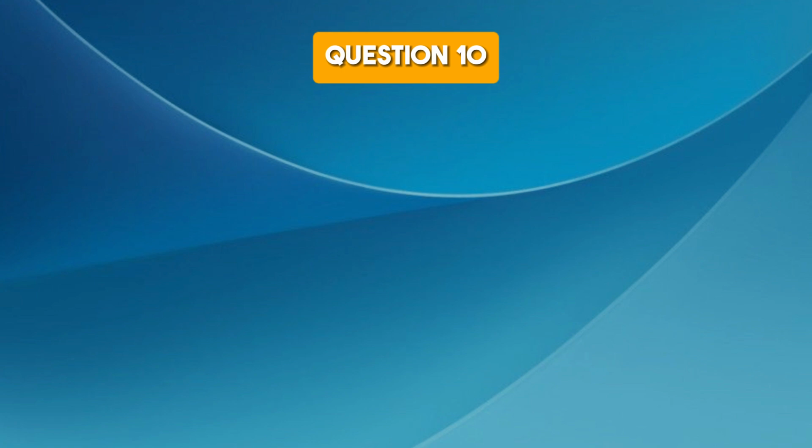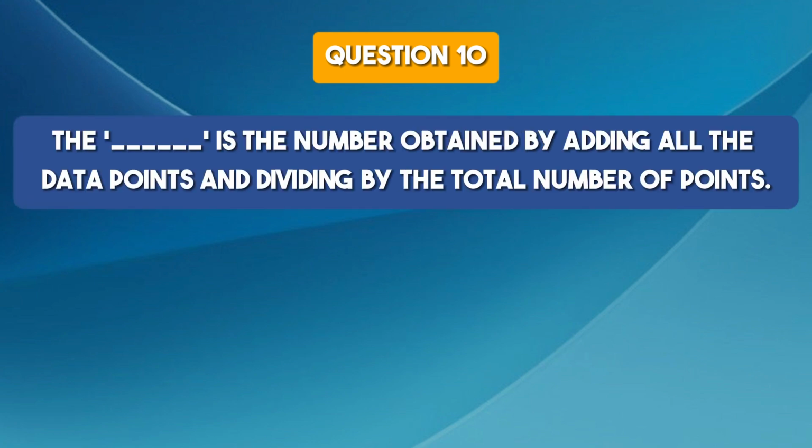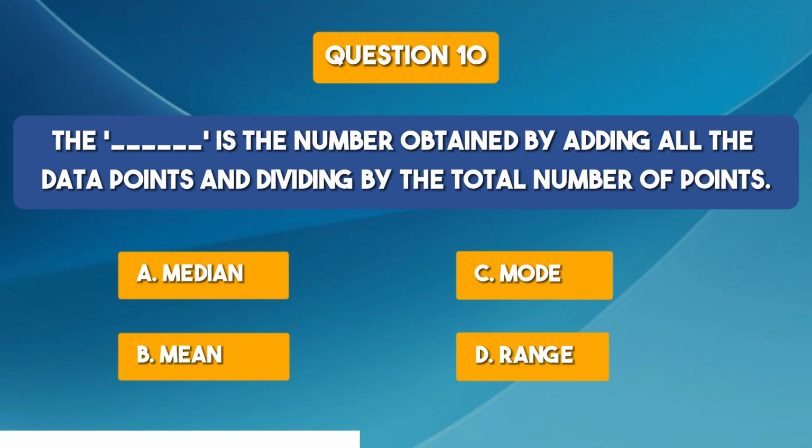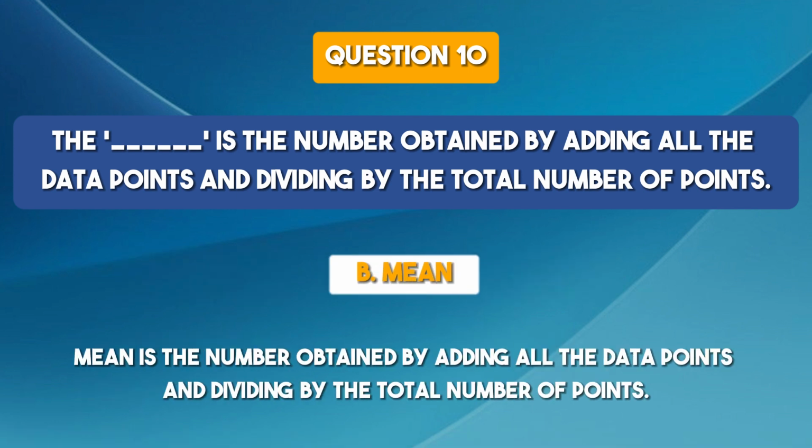Last one. Question 10 is the number obtained by adding all the data points and dividing by the total number of points. The correct answer is B, mean. Mean is the number obtained by adding all the data points and dividing by the total number of points.